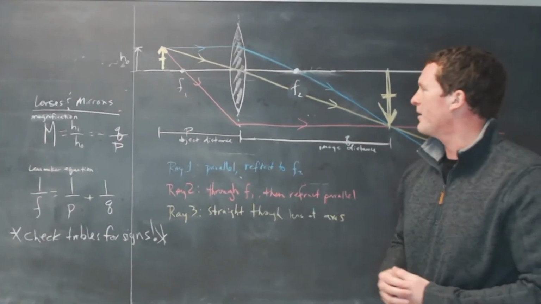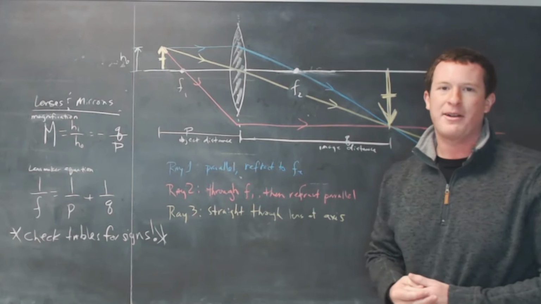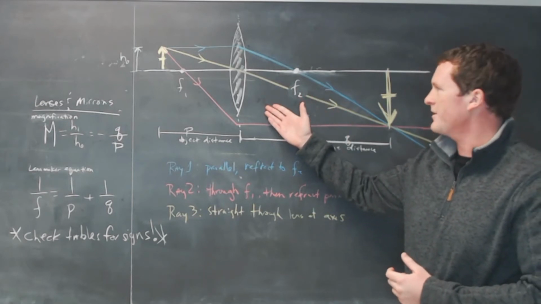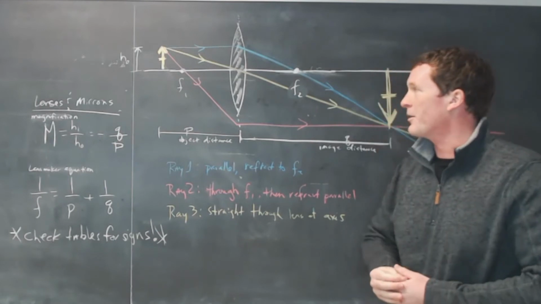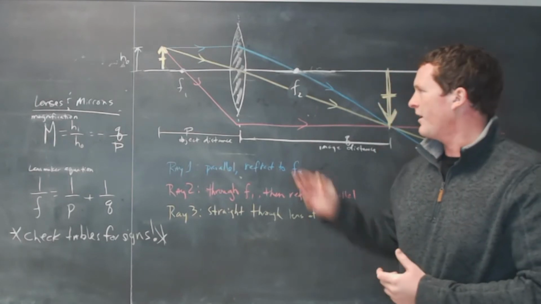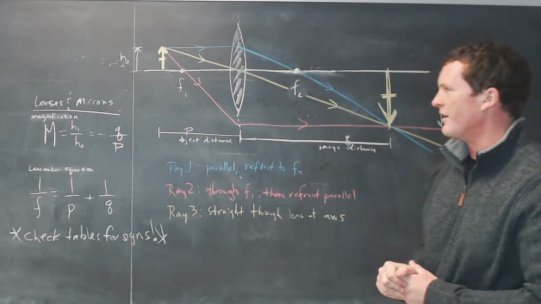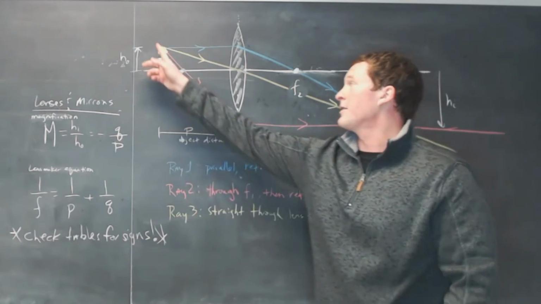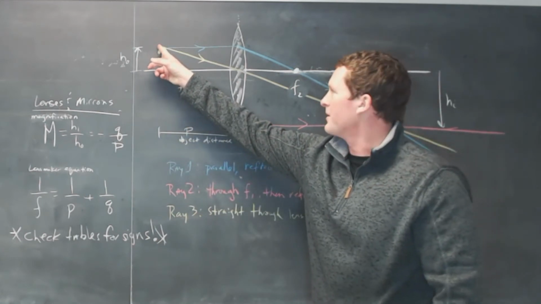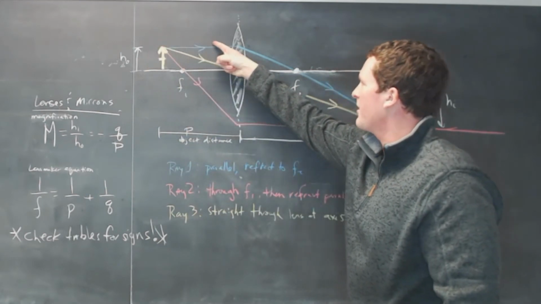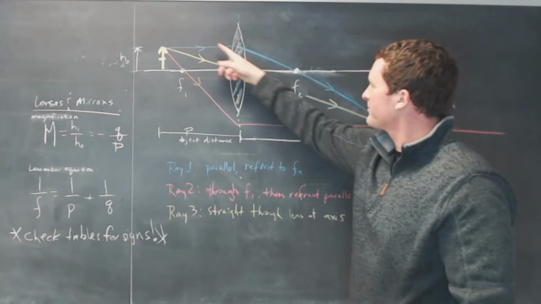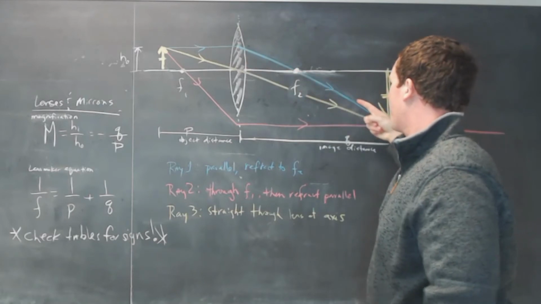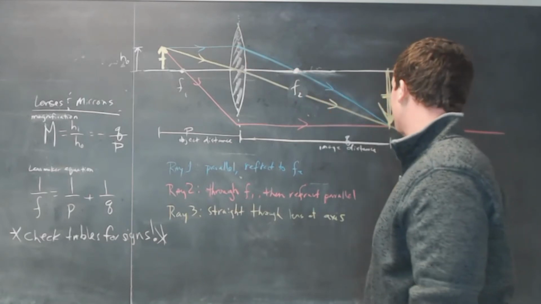So now we're going to walk you through drawing a ray diagram for refraction. And in this case, we have a convex lens. And the process is going to be very similar for refraction as it was for reflection. So again, you have your object here. So you're going to start at the top of your object once again, and you're going to draw a line parallel with your principal axis. And that line will refract through the lens through your far focal point, or F2 in this case.